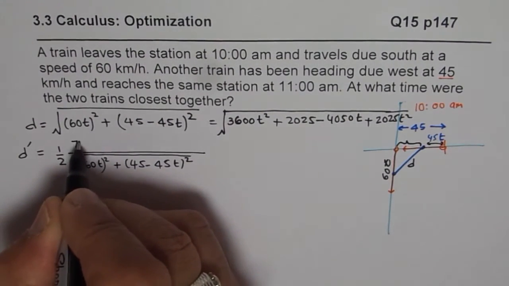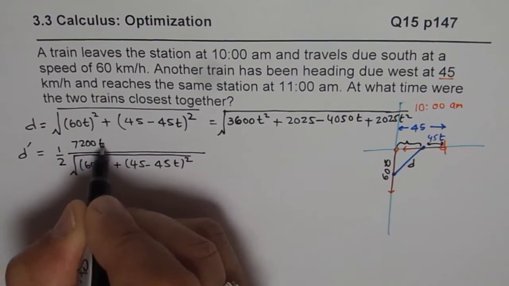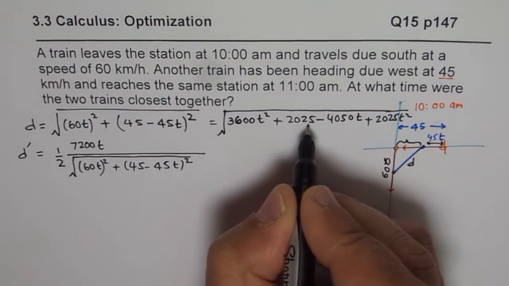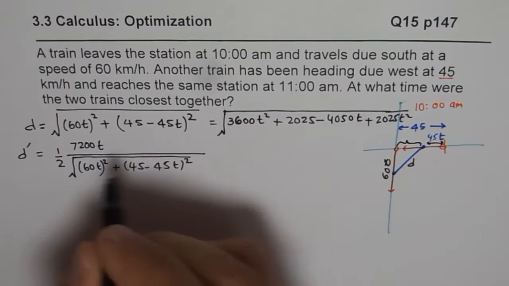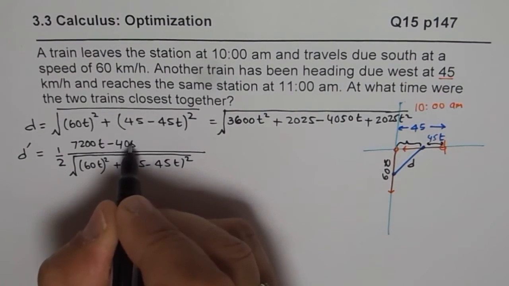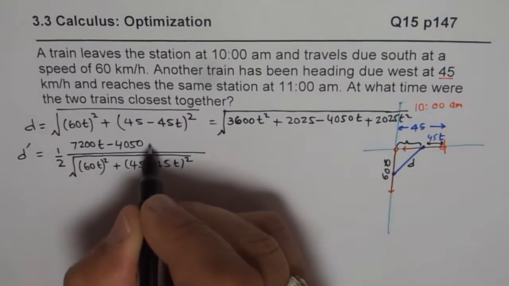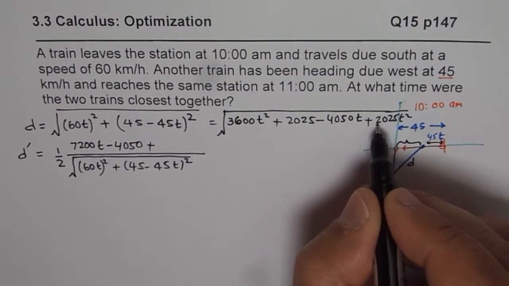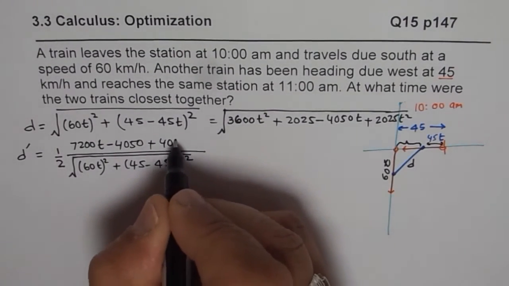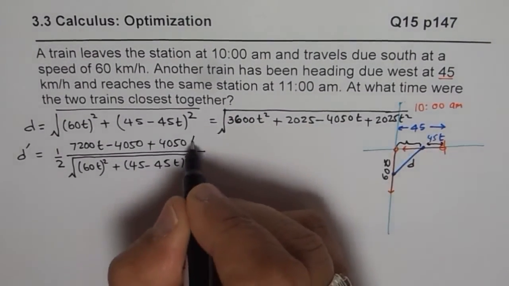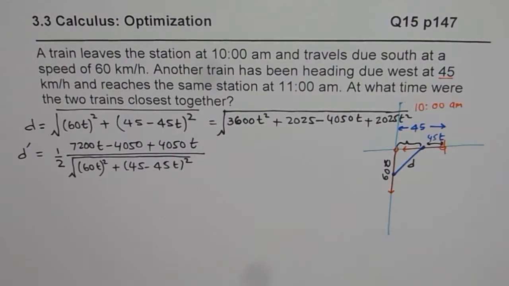So let me write here 7200 T. The derivative of this constant is 0. Then we have T, so we have minus 4050. And then we have plus 2 times 2025, which is 4050 T, right? So that is the derivative of the inside function, which comes in the numerator.